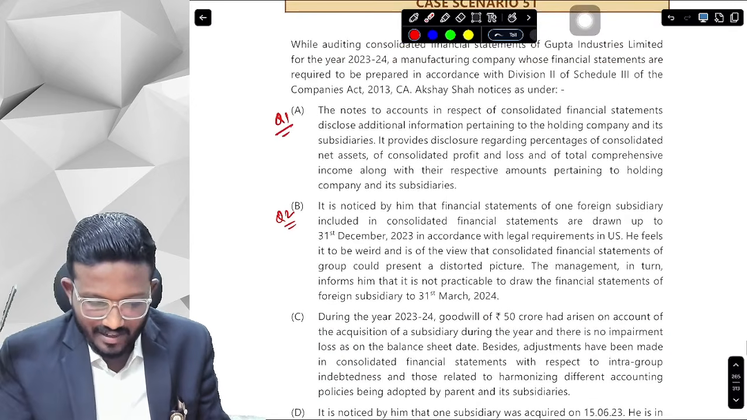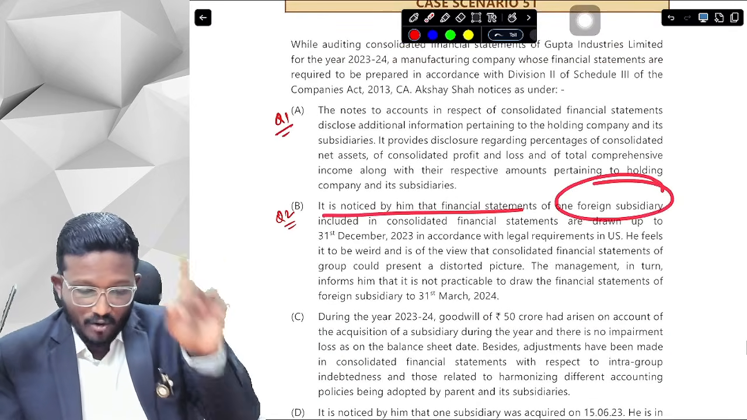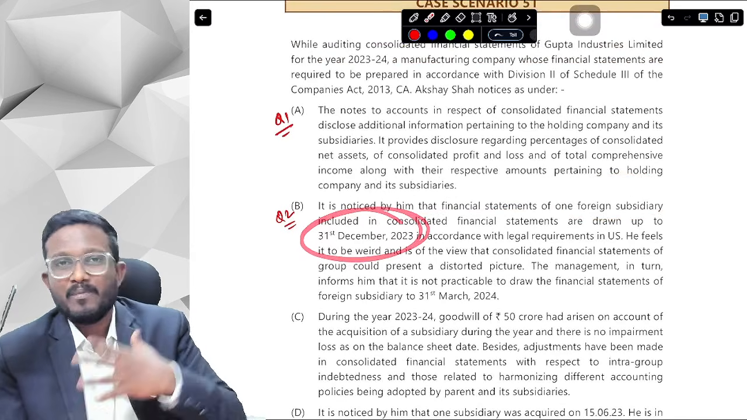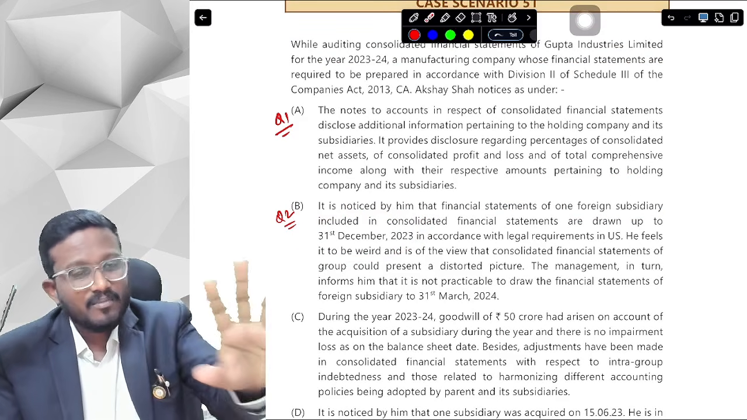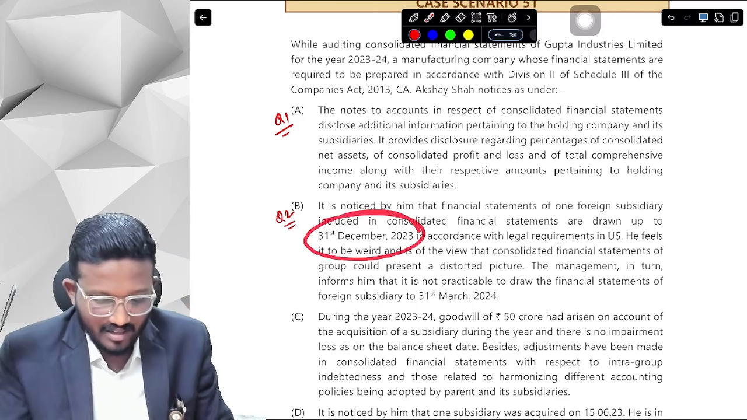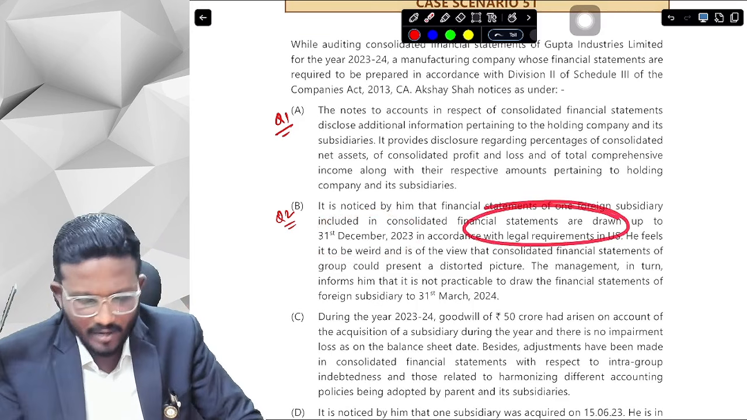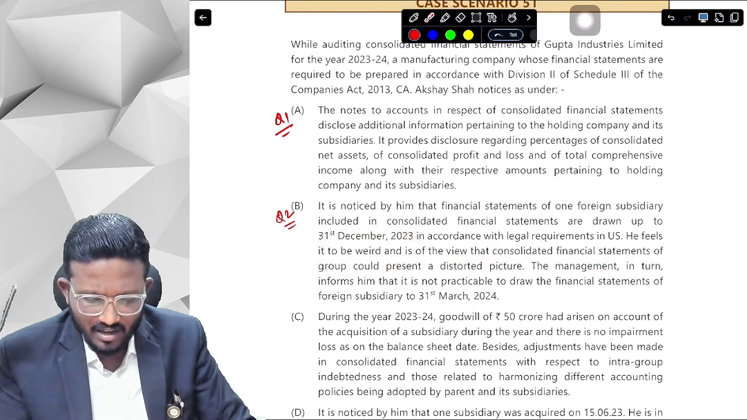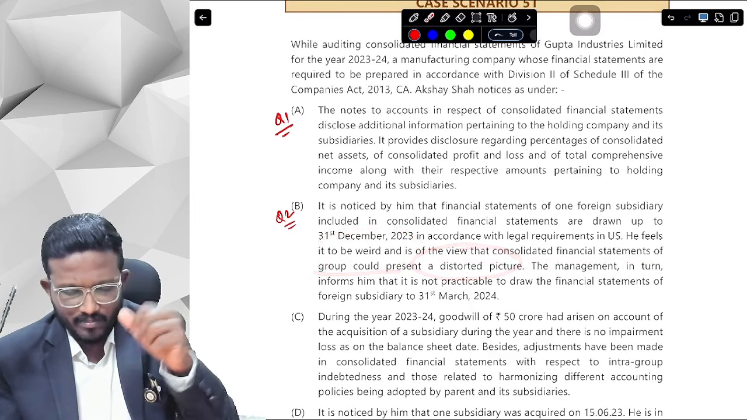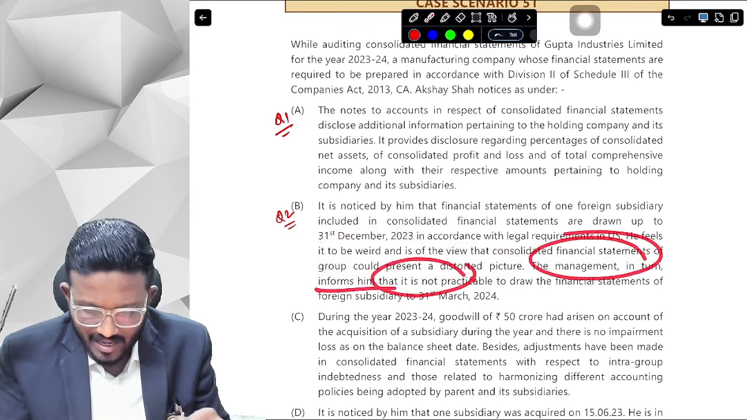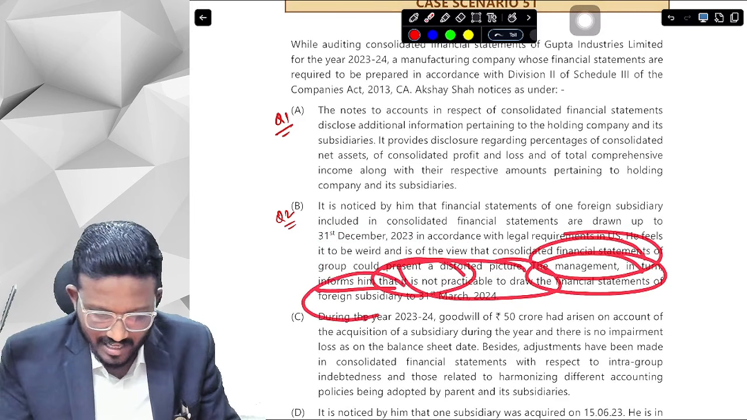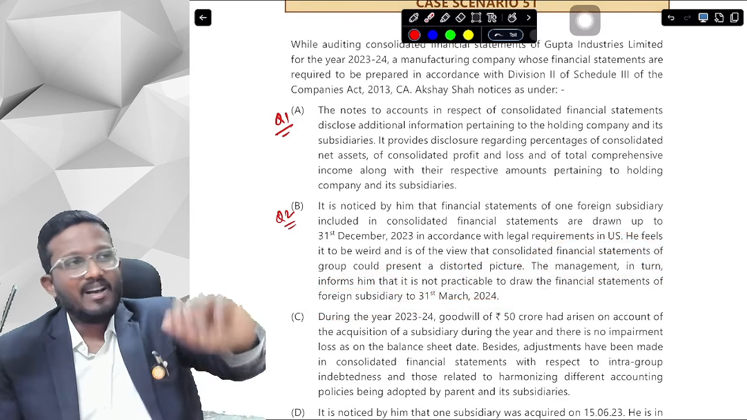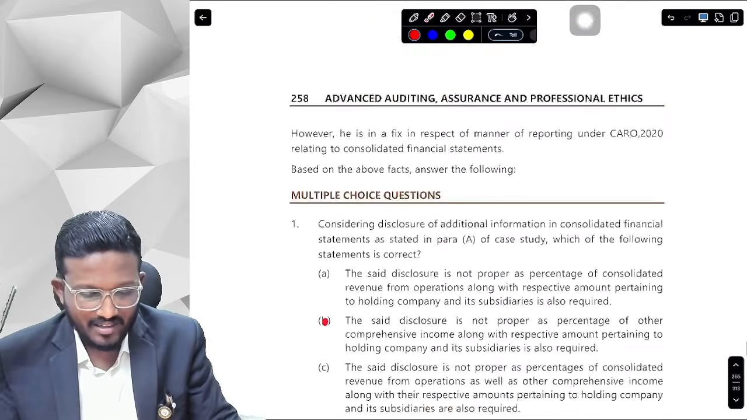Next, we have noticed that the financial statements of one foreign subsidiary that we have included in the CFS are drawn up to 31st December, while we prepare the financial statements till 31st March. One of the foreign subsidiaries' financial statements is drawn up to 31st December according to legal requirements in the US. We find it very weird, and we are of the view that the CFS could present a distorted picture. Management has informed that it is not practicable to draw the financial statements of the foreign subsidiary to 31st March 2024. Now what should we do, sir?